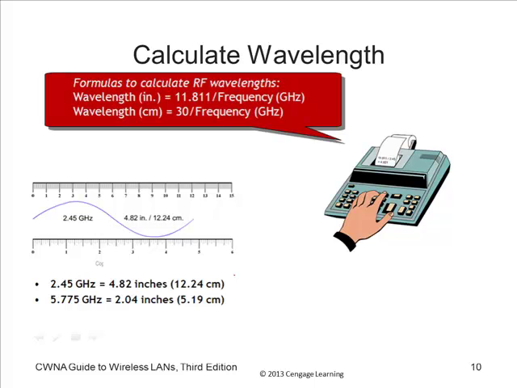So the 2.45 gigahertz here, which is about what we're talking about, isn't it? It's going to be 4.82 inches, 12.24 centimeters, and the 5 gigahertz is 2 inches.